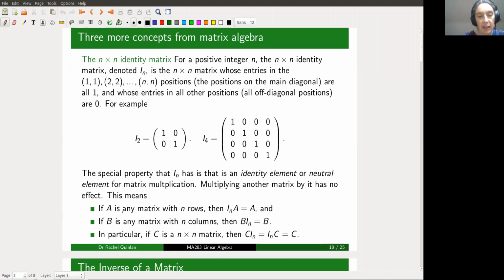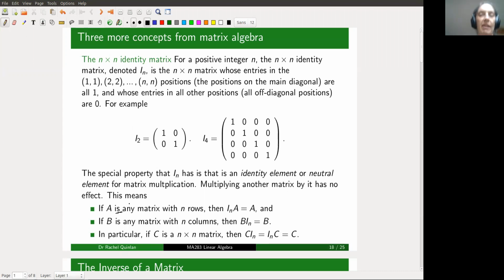What that means is that if A is any matrix with n rows, so A is a matrix that can be multiplied on the left by the n by n identity matrix, then you just get A itself back again. And if B is any matrix with n columns, then it can be multiplied on the right by the n by n identity, but that has no effect on it. You get B itself. And finally, if C is an n by n matrix, so it can be multiplied on both sides by another n by n matrix, such as the n by n identity matrix, then multiplying it by the identity on either side has no effect on it.